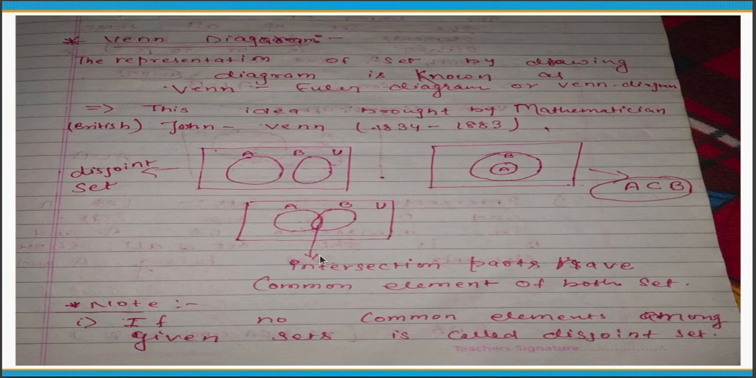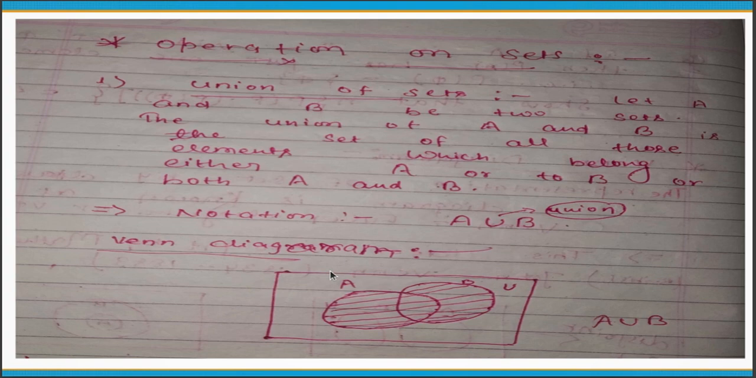Now similarly, the intersection part has some common elements of set A and B. Note, if there are no common elements among the given sets, they are called disjoint sets. If among 3, 4, 5, or n sets there is no common element, they are known as disjoint sets.